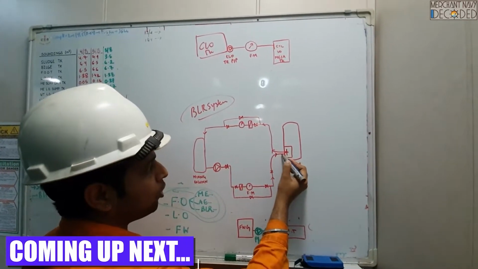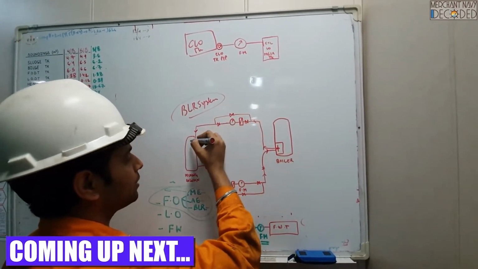If the boiler is not firing, then all the oil that is going from over here is going back, returning back to the mixing column over here.